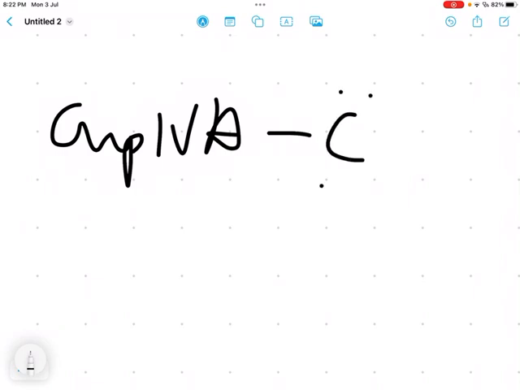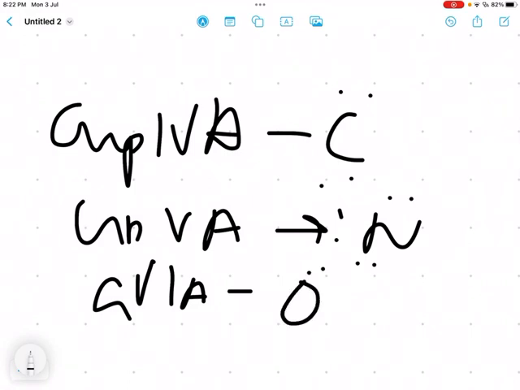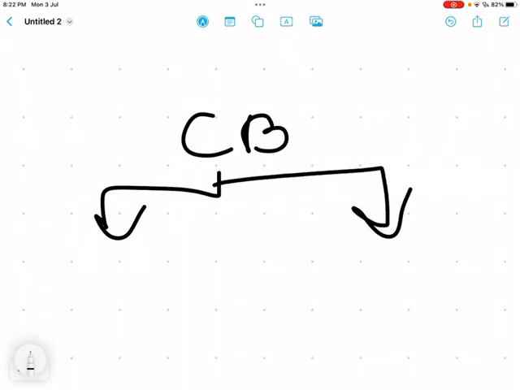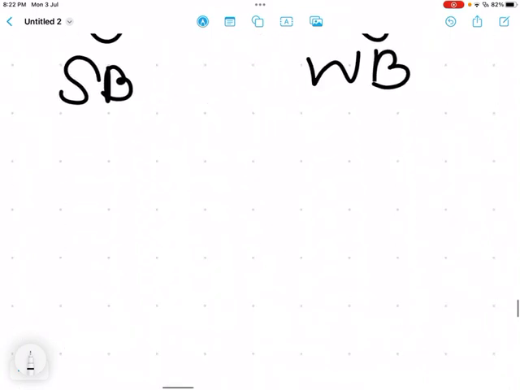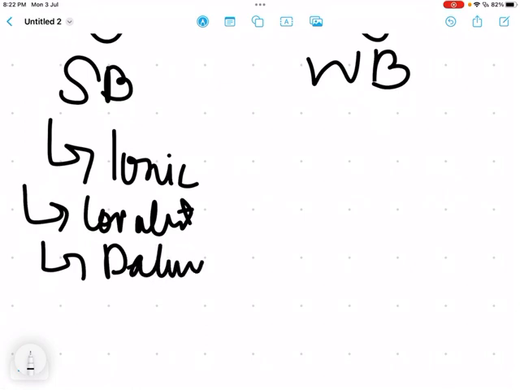The chemical bond is divided into two types, that is strong bond and weak bond. The strong bond is classified as ionic bond, covalent bond, dative bond, and metallic bond. The weak bonds are hydrogen bond and van der Waals bond.